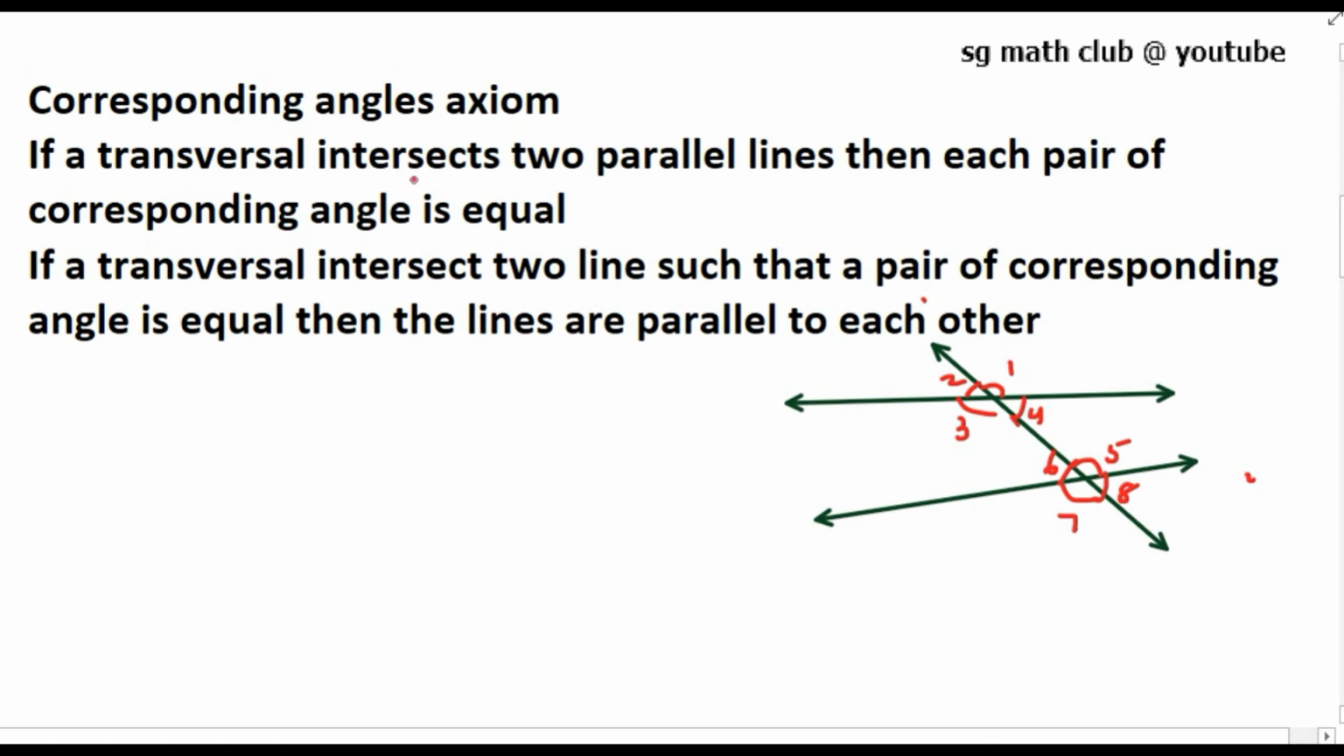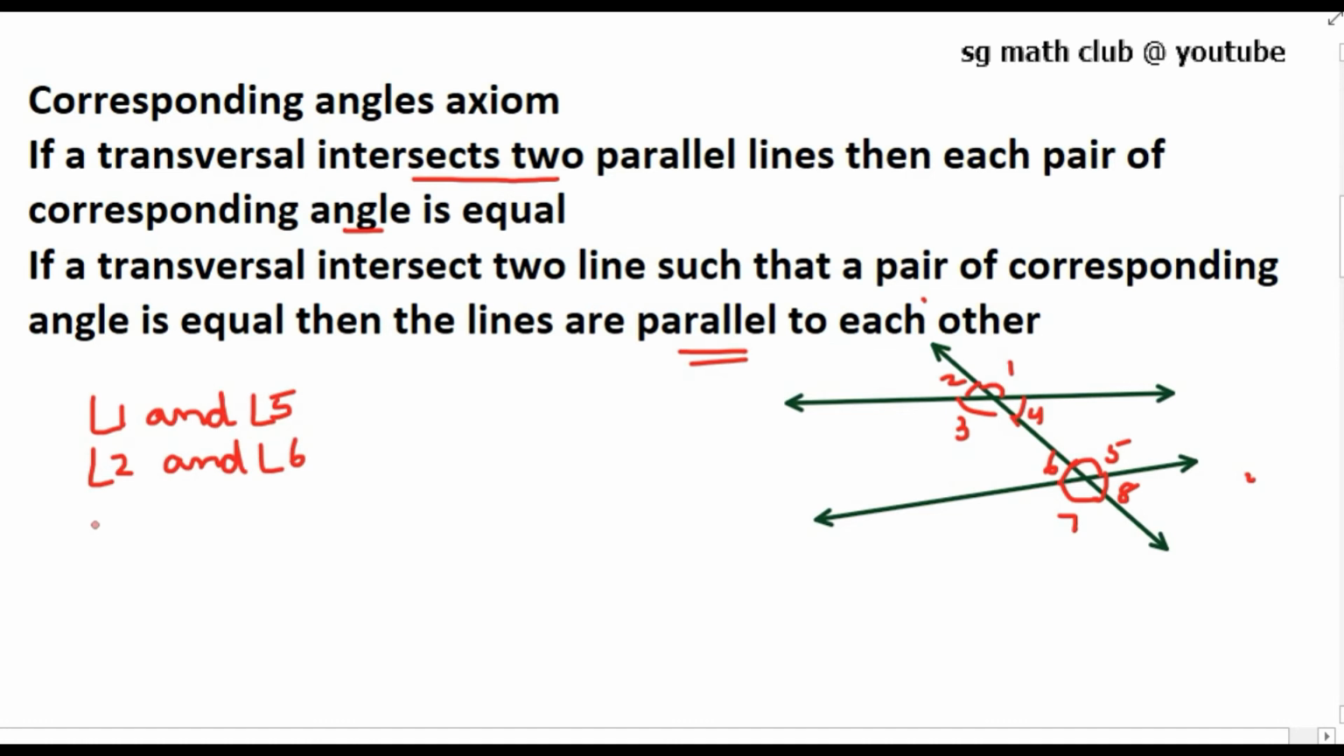If a transversal intersects two parallel lines, then each pair of corresponding angles is equal. Same way, if a transversal intersects two lines such that the pair of corresponding angles are equal, then we can say that the lines are parallel to each other. So, if a transversal intersects two parallel lines, we know the corresponding angles. Here it is angle 1 and angle 5, again angle 2 and angle 6.